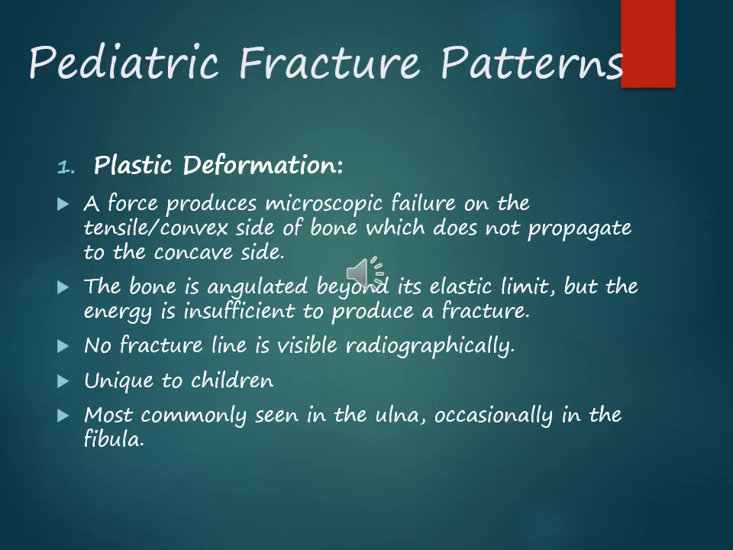So plastic deformation, as we said, causes bending of the bone rather than a break. So you will not see an obvious fracture on the x-ray. The most common site for this is the ulna. So if a child comes with a history of trauma to the forearm with pain and tenderness, particularly over the ulna, you will have to suspect this injury because it can easily be missed.